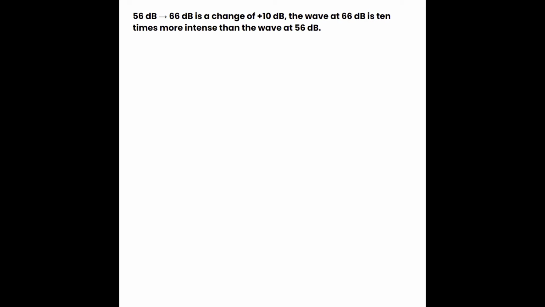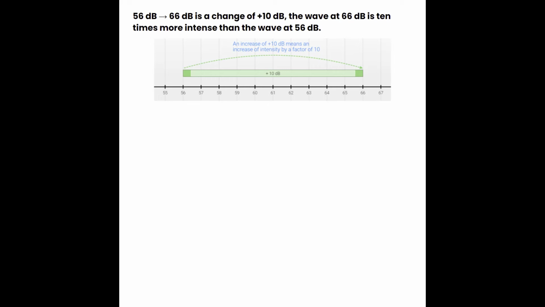That means that there was a positive change of 10 decibels. Now the wave at 66 decibels is going to be 10 times more intense, or 10 times stronger, than the wave at 56 decibels. And that is because of our rule. When we add 10 decibels, the intensity is going to increase by a factor of 10.